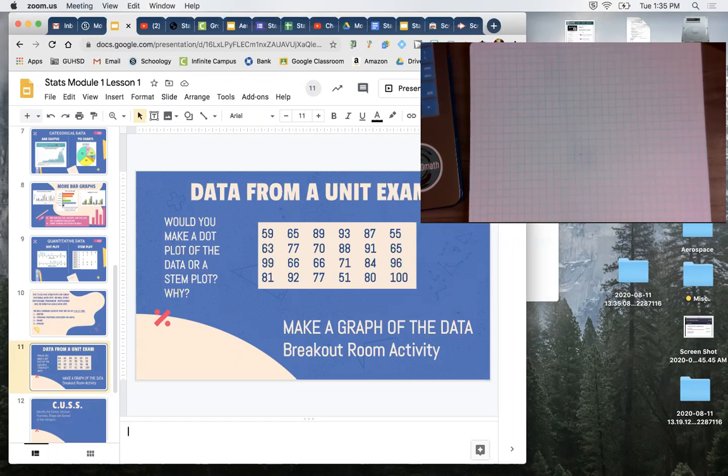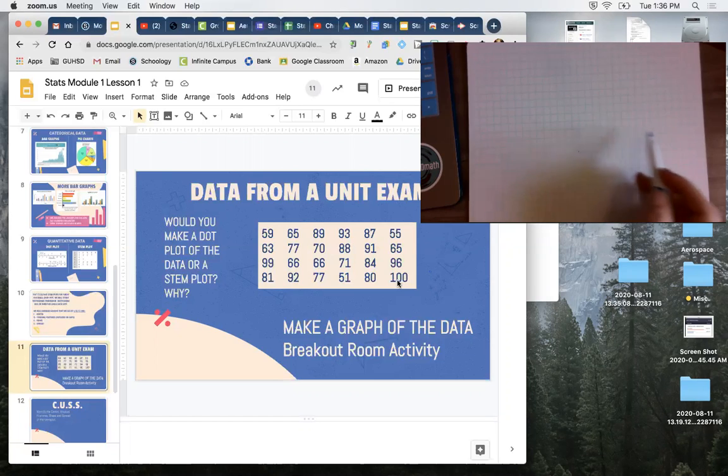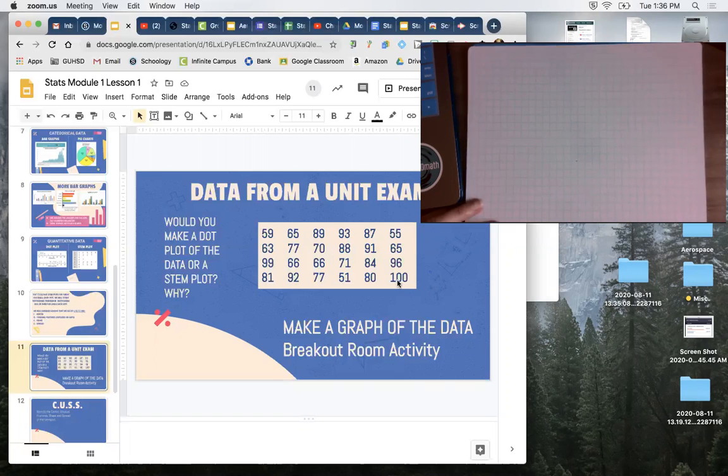So we have our data set there, and I left off saying the reason that we would make a stem plot from this and not a dot plot is because our lowest value in this data set is 51. The lowest that somebody scored on this unit exam is 51, and the highest is 100. That's a very big spread. If we tried to make a dot plot for that, we would have to go from 51 all the way to 100 to put our dots, and that would not be ideal. So instead, we're going to make a stem plot.